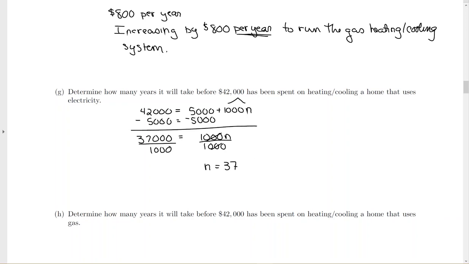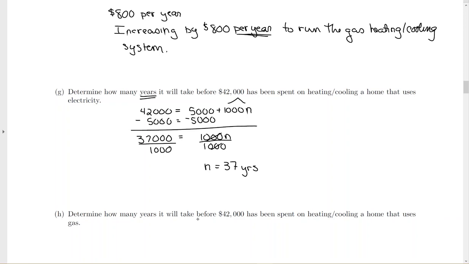Now you've got to put a unit label on there. So we've got to think back, what did the N represent? Well, the N was in years. So it's going to take you 37 years in order to get the 42,000 spent on heating and cooling a home.